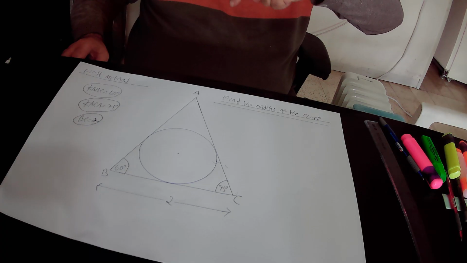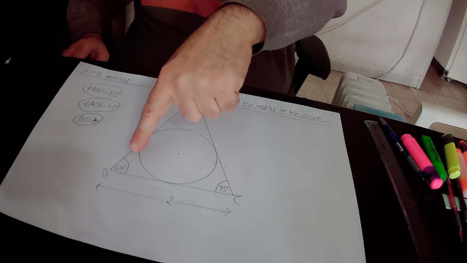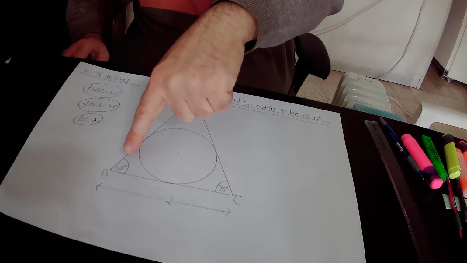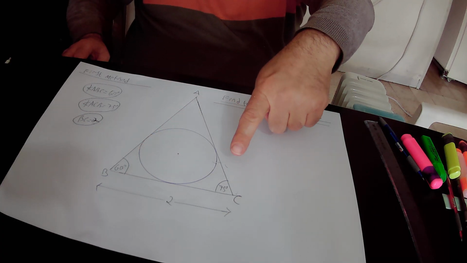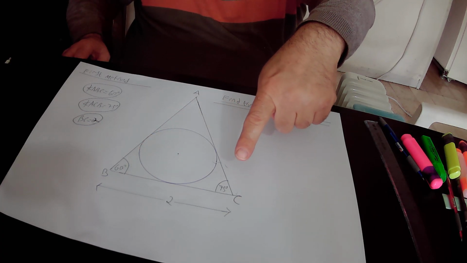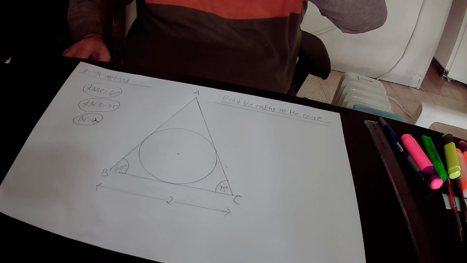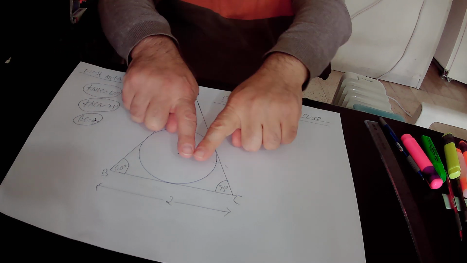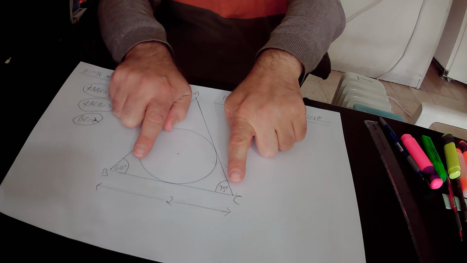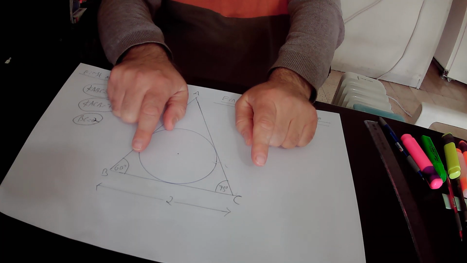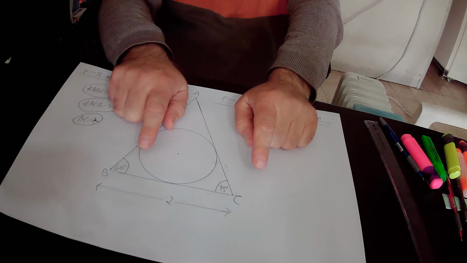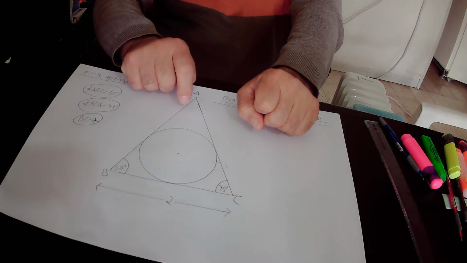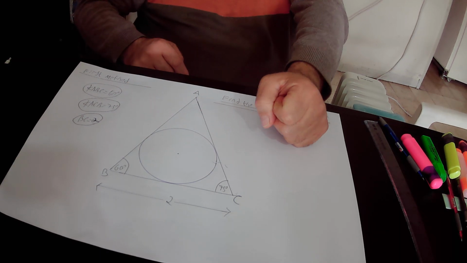In addition, we know that angle ABC equals 60 degrees in its size, and angle ACB equals 75 degrees in its size, and line segment BC, or side BC of triangle ABC, equals 2 units in its length, and our mission is to find out the radius of this circle.